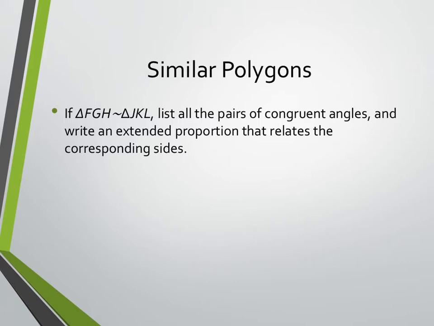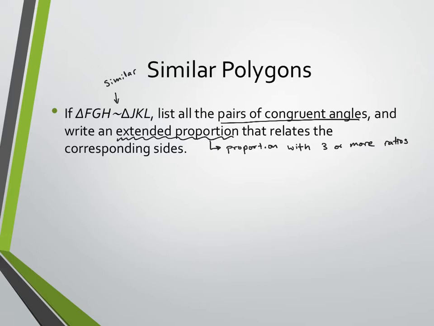Here we have triangle FGH, and it is similar. By the way, this symbol means similar. I don't know if you caught that on the last slide. So triangle FGH is similar to triangle JKL. We want to list all the pairs of congruent angles and then write an extended proportion that relates to the corresponding sides. Remember, extended proportion is a proportion with 3 or more ratios. But first, we're going to list all the congruent pairs.